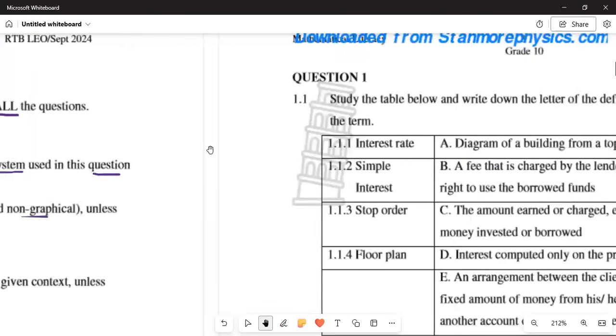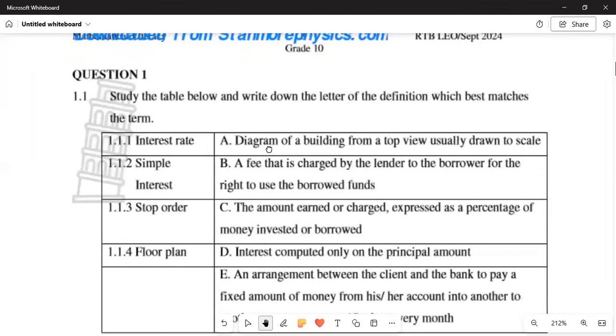Then, moving on, we have question 1. The instructions say: study the table below and write down the letter of the definition which best matches the terminology. We have this table, which has column A and column B. In 1.1.1, we have an interest rate. What is an interest rate?